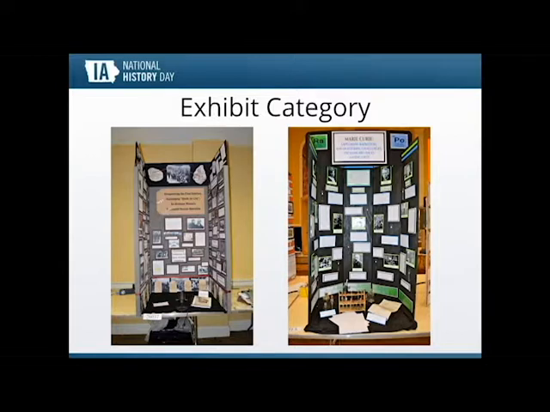Exhibits use colors, images, documents, objects, graphics, and design, as well as words to tell your topic's story. Exhibits can be interactive experiences by asking viewers to play music, look at a video, or open a door or window to see more documents and photos.